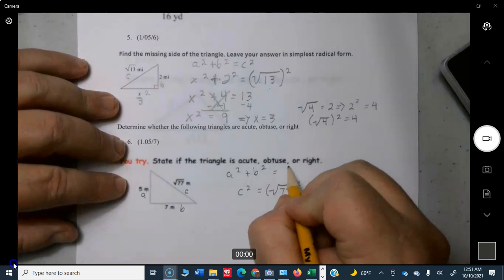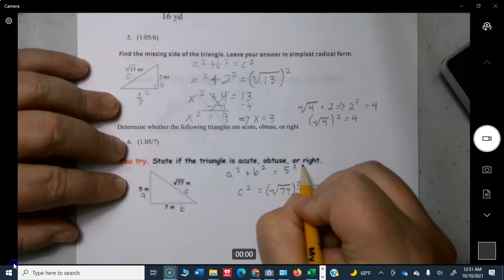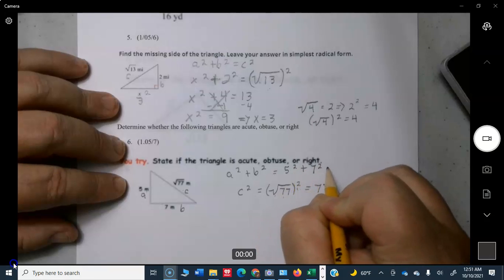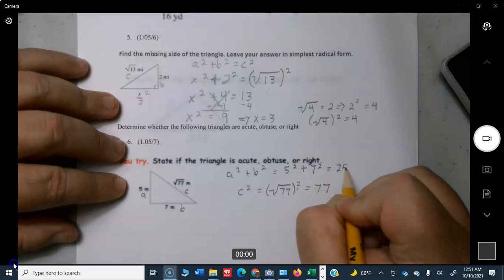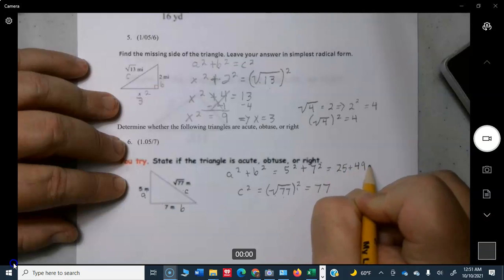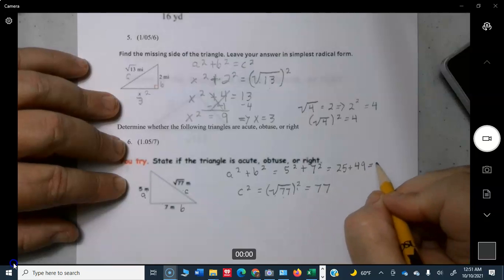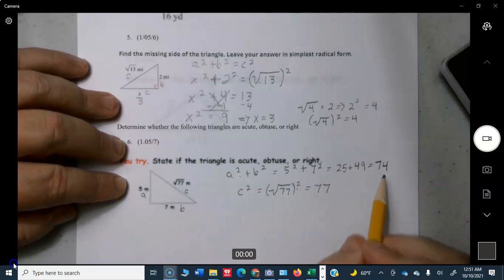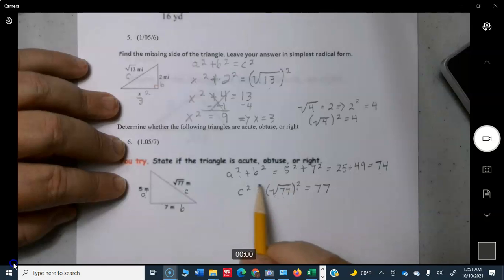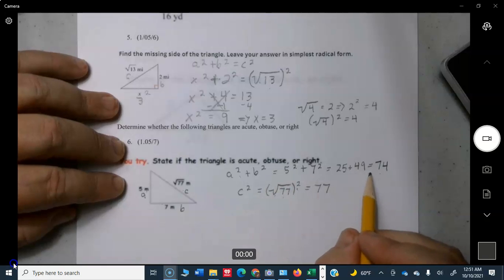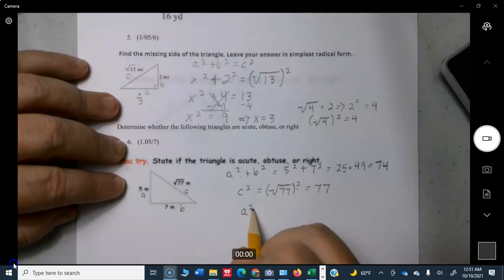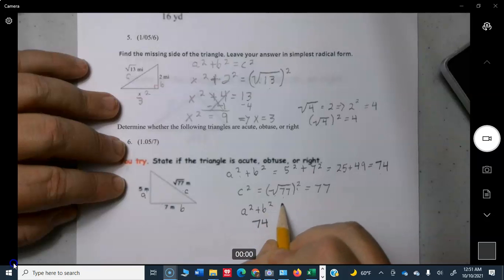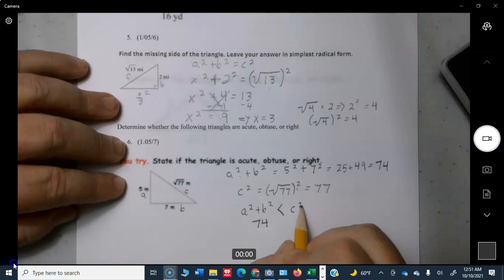A squared plus b squared is going to be 5 squared plus 7 squared. That equals 25 plus 49, which equals 74. So a squared plus b squared is 74, c squared is 77. So a squared plus b squared is less than c squared. I'll go ahead and write the value down below. 74 is less than c squared, is less than this number right here, 77.